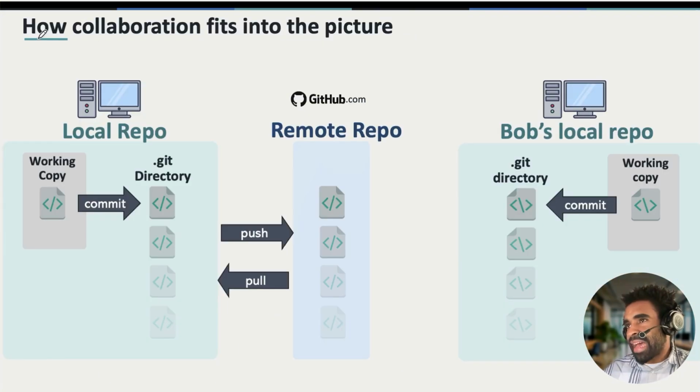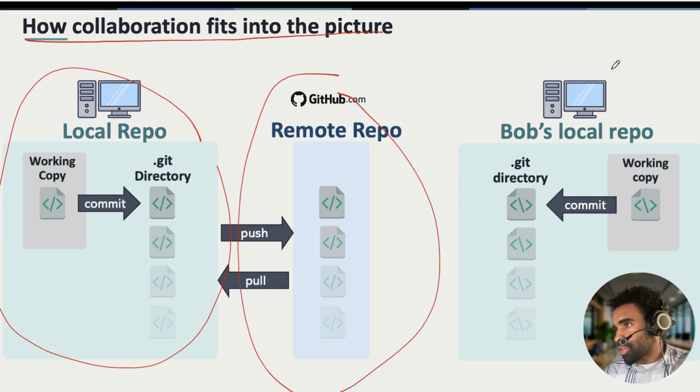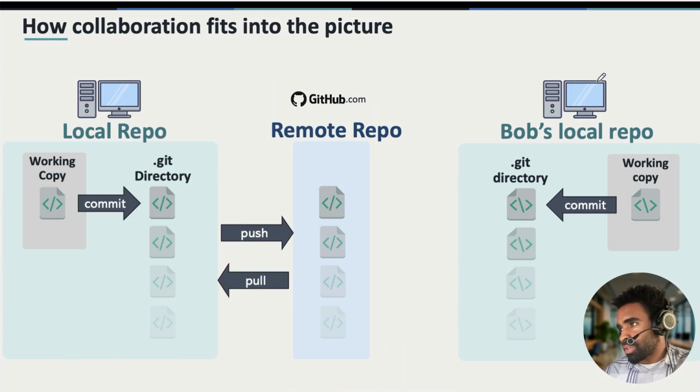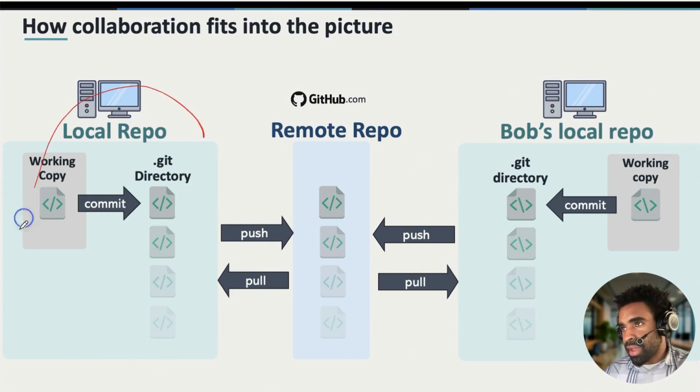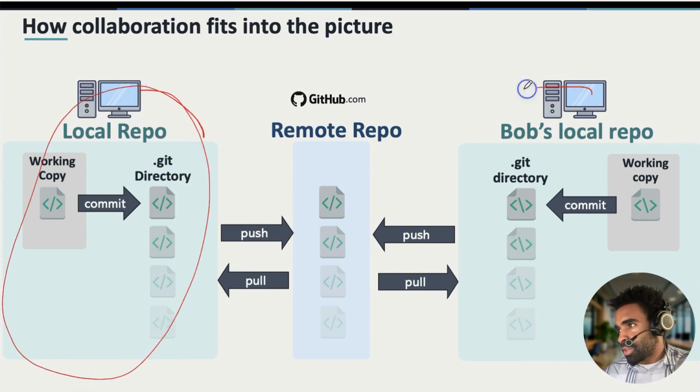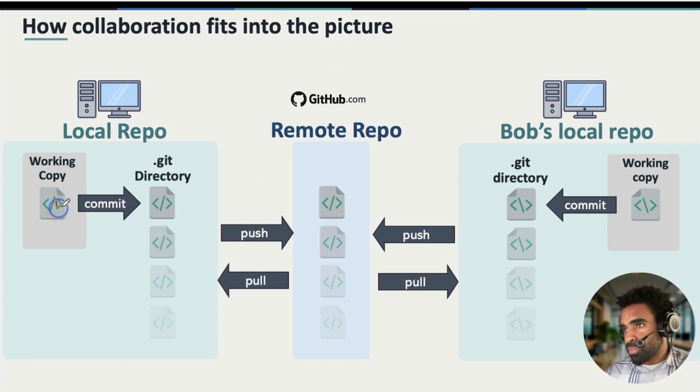So now let's talk about how collaboration fits into this picture. So far we've been talking about your local repo and this online github.com repo. But what if someone else wants to work with you? Well, it's really quite simple. They will take your remote repo and clone it down to their local computer. And so just as you have your local copy of the repo, the other person will have their local copy of the repo. So this is the general workflow. You make a change, you push it to GitHub, and they pull it. Then they make a change, they push that to GitHub, and you pull it down.